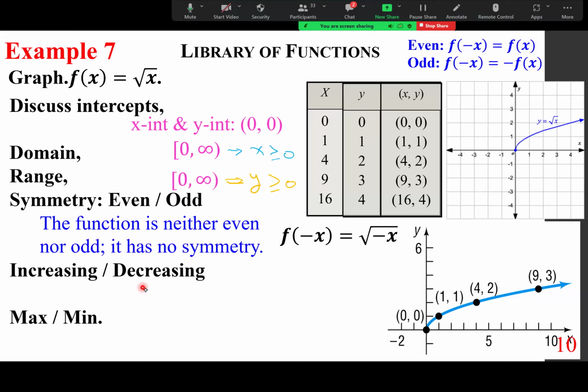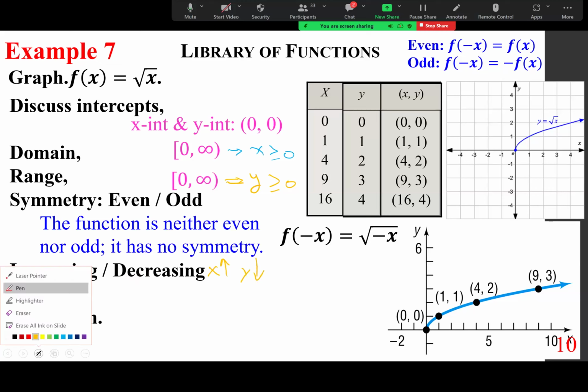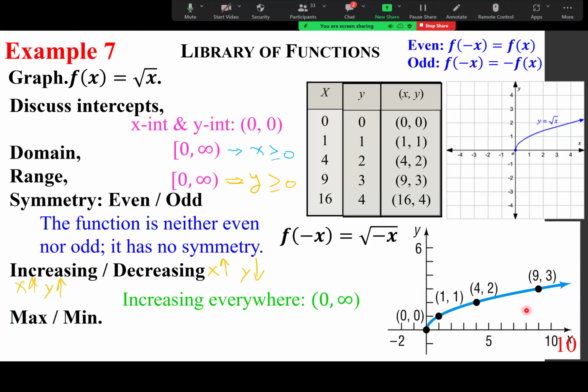Increasing, decreasing. In short, increasing means when x gets larger, y gets larger. Decreasing means when x gets larger, y gets smaller. And as we go to the right, x gets larger, y gets larger. So this is increasing everywhere from 0 to infinity. And when you write increasing, decreasing, you just use an open interval. That's why you don't include the 0.